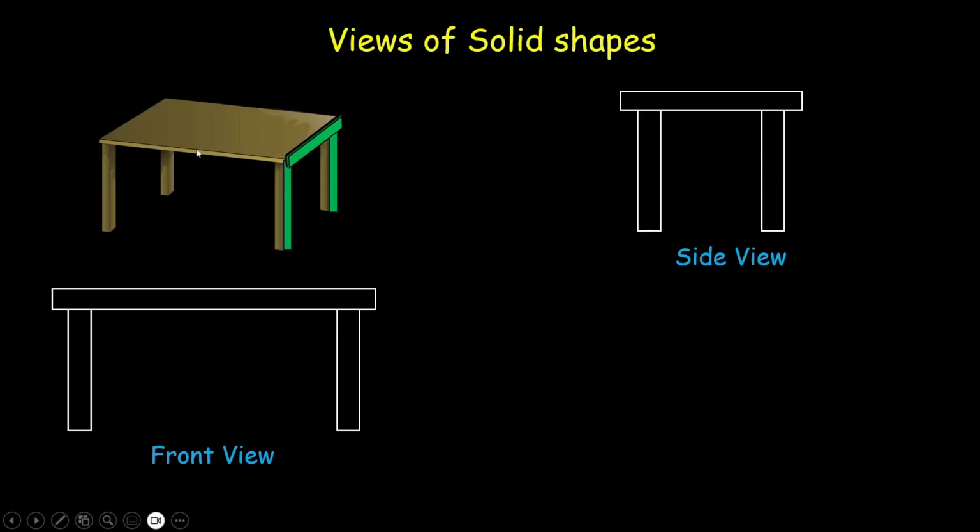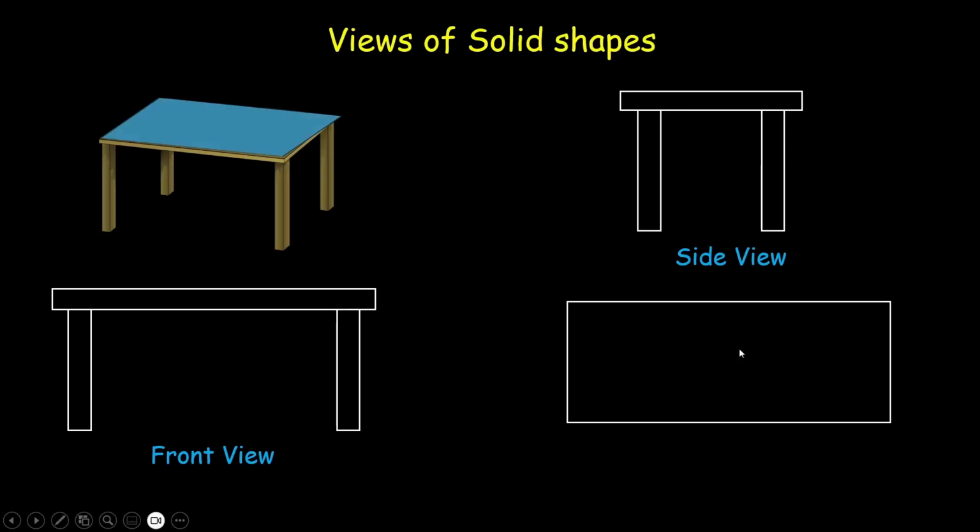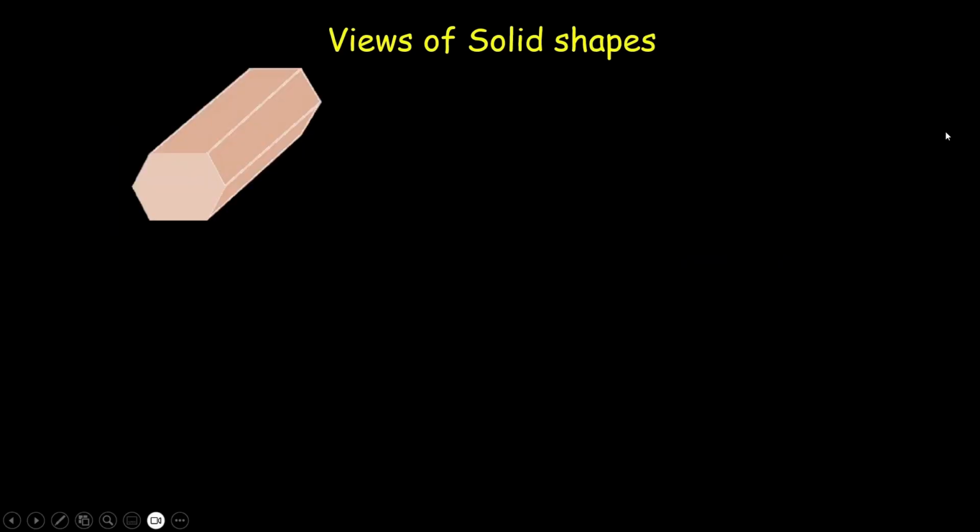Now the top view, as we just saw earlier, is a flat rectangle. So just draw a rectangle and this becomes our top view. Let us look at one more example. This is a hexagonal block. Now again we can choose what becomes our front view. We can choose this to be our front view or this to be our front view.